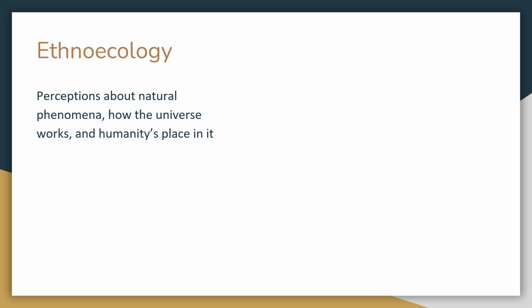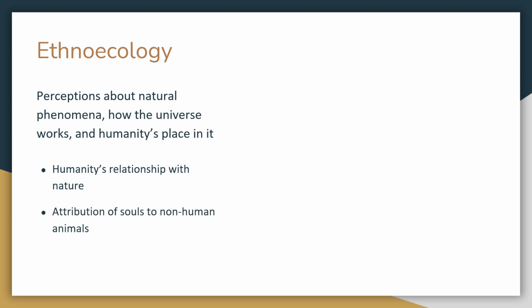Now let's think about ethnoecology, which recognizes that perceptions about natural phenomena, how the universe works, and humanity's place in it varies from culture to culture. When we're thinking about ethnoecology, some things to remember are evaluating how people in the society view humanity's relationship with nature, whether or not it is a cultural practice to attribute souls to non-human animals or to blame natural phenomena like droughts or rainfall on deities or the favor of those deities.